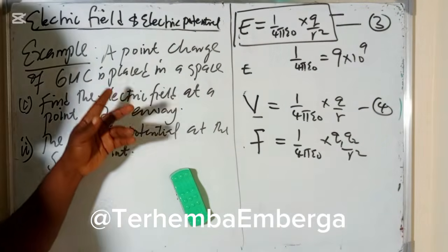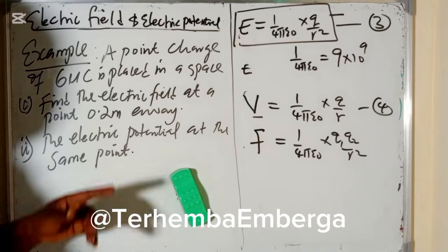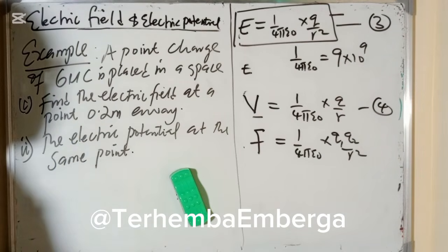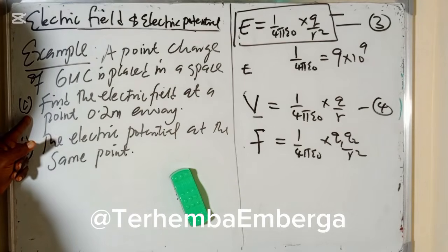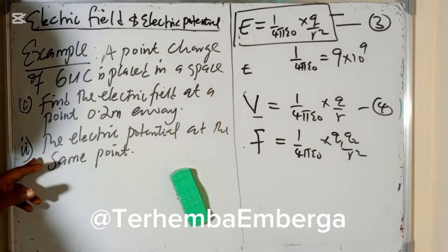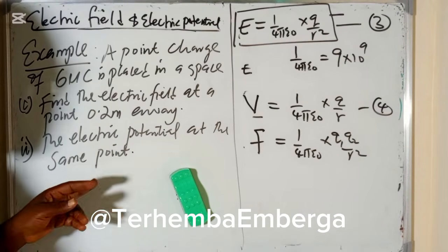So we have a problem here to solve. A point charge of 6 microcoulomb is placed in a space. A. Find the electric field at a point 0.2 meters away. B. The electric potential at the same point.